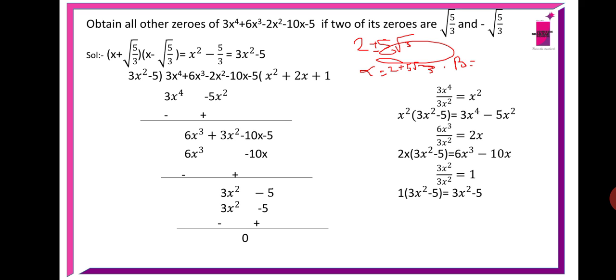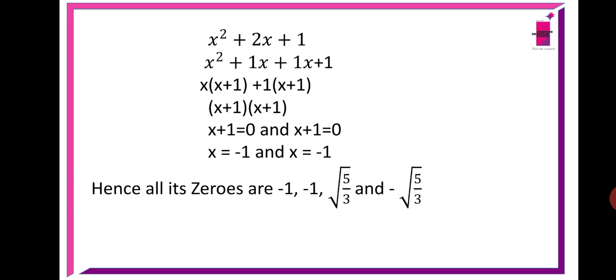The quotient x square plus 2x plus 1 can be factorized to find the remaining zeros. If you factorize, you will get x plus 1 into x plus 1. So x equals minus 1 and minus 1. So all the zeros: we already know 2 zeros given in the question, root 5 by 3 and minus root 5 by 3. Apart from these, we have 2 zeros, that is minus 1 and minus 1.